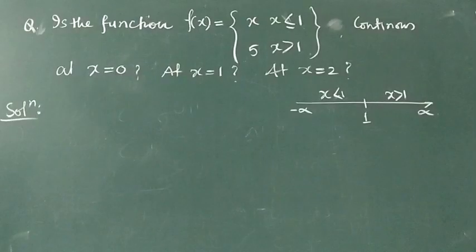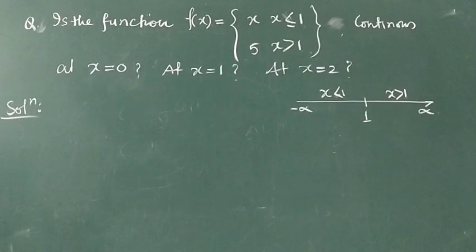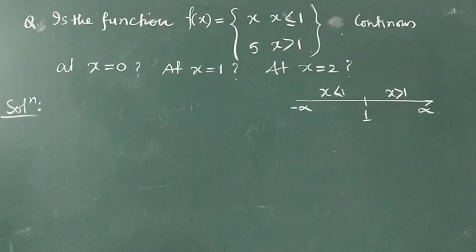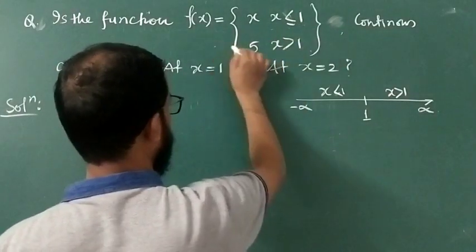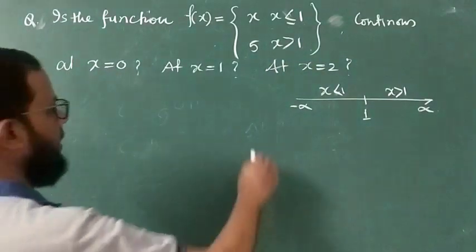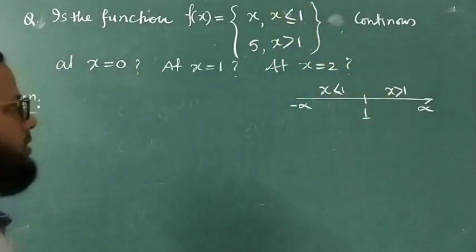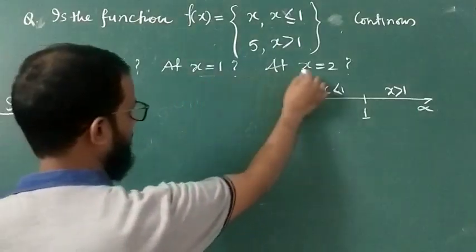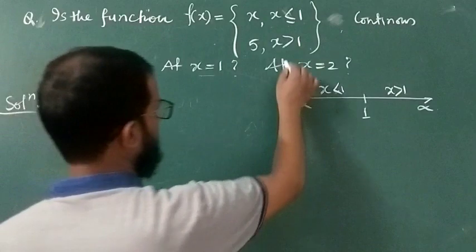Okay, so this is the first question of today's class. In this question the function is defined as f(x) equal to x when x is less than or equal to 1, and f(x) equal to 5 when x is greater than 1. This is the domain of the function, and you have to check whether the function is continuous at x equal to 0, x equal to 1, and x equal to 2.